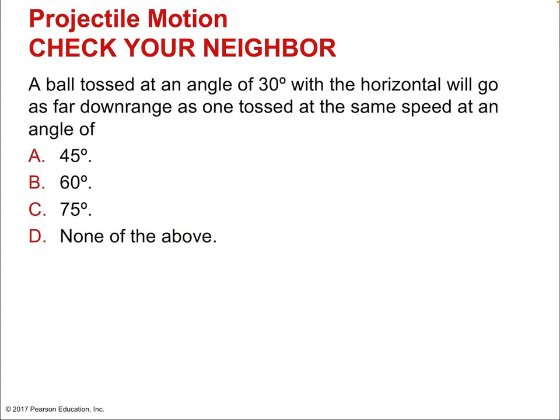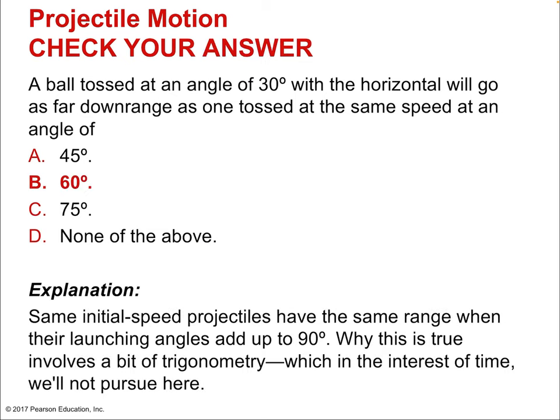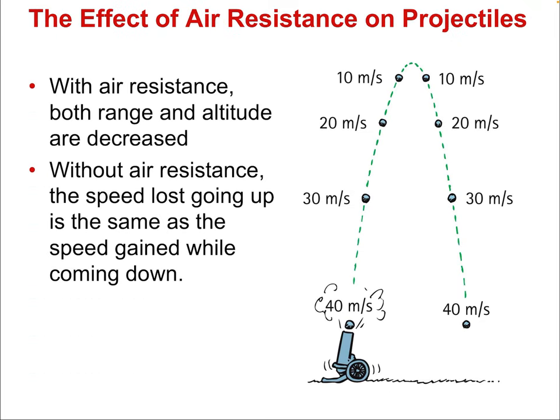So a ball tossed at an angle of 30 degrees with the horizontal will go as far down range as one tossed at the same speed at an angle of, remember the rule, all right, 60 degrees, because 60 and 30 add up to 90 degrees, okay? So that's how you can always find the two angles that give the same range. So one thing we will consider, we won't talk a lot about air resistance when it comes to projectiles, but since air resistance is prevalent for certain things, it's good to consider what the effect of air resistance is, at least in a qualitative sense.